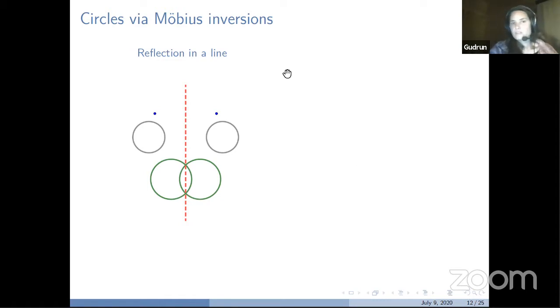The easy reflection that you all know is, we just reflect in a line. So we have the red line here. And obviously we can reflect a point, this blue one here, or we can also reflect whole circles. So for example, the gray ones or the green ones. But you see, that's nice, but a little bit boring, because you can't change the radius of the circle. So the radius of the circle always stays the same. So that's not too exciting to create surfaces with that.